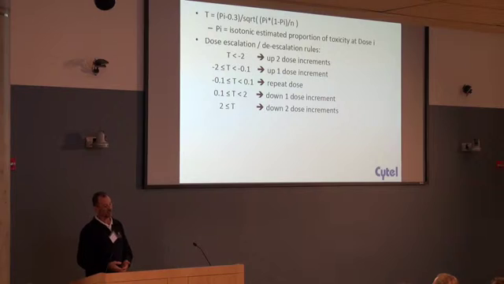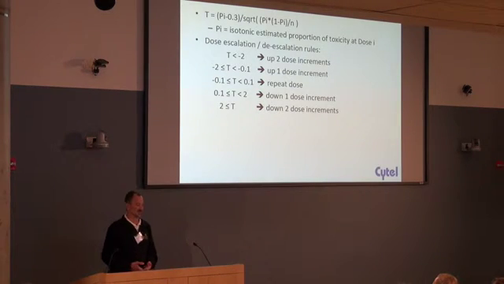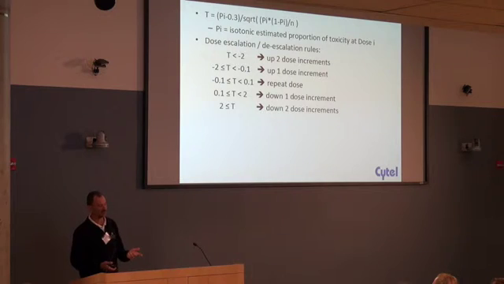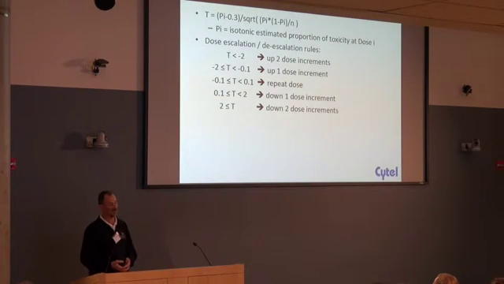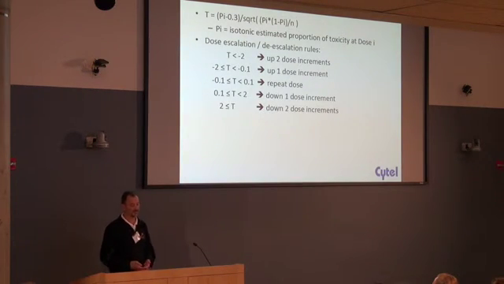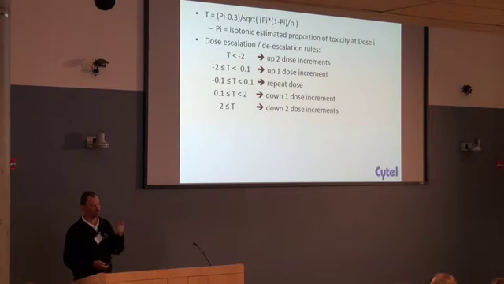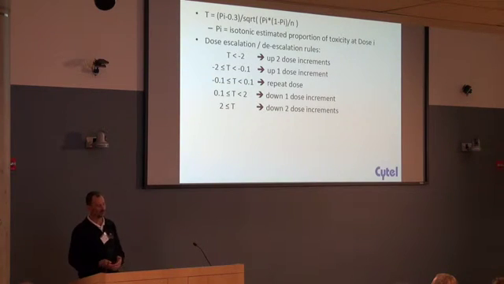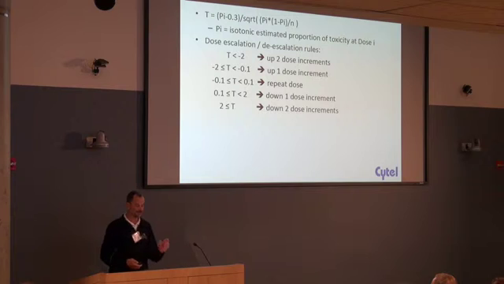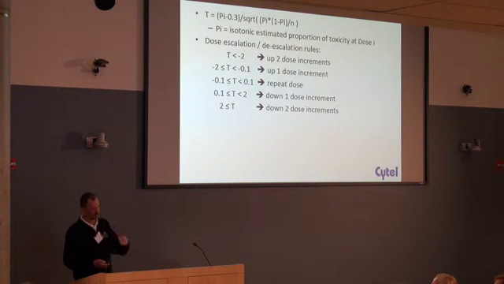The T-statistic design works like this. It computes a T-statistic, which is like a normal approximation to the binomial, just difference from the target divided by a standard error. But it uses the isotonic estimates of the proportions at each dose. And then if the T is small, you increase 2 dose increments for the next cohort. If the T is moderately small, below 0, you increase 1 increment. If it's very tight to 0, then you repeat the dose.